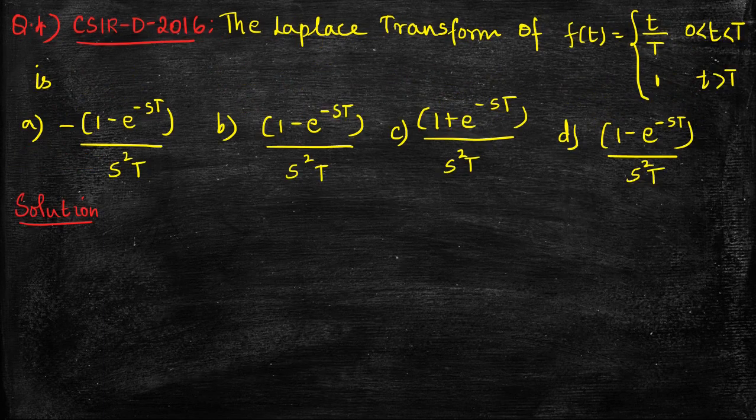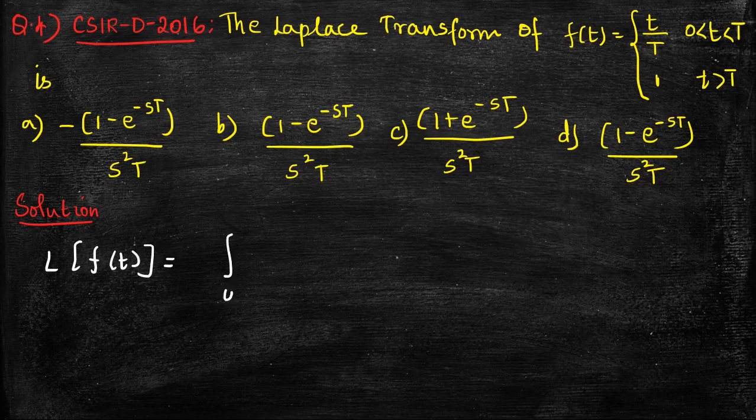So let us see our question number 4, which is from December 2016. And again, here we have a function, and the only thing over here is there's a change in limits. That's all. Because in the limit 0 to T, the function is t by capital T, and from T to infinity, it is 1. So the only thing we have to do over here is to write that function according to the limits.